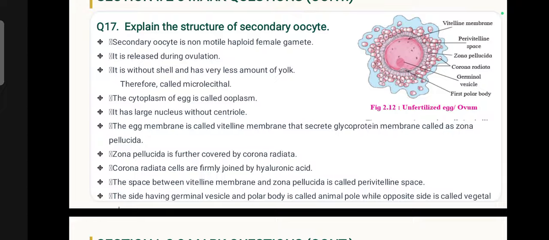The cytoplasm of egg is called ooplasm. It has large nucleus without centriole. The egg membrane is also called vitelline membrane that secretes glycoprotein membrane called zona pellucida. It is further covered by corona radiata. Corona radiata cells are attached by hyaluronic acid. The space between vitelline membrane and zona pellucida is called perivitelline space. The side having germinal vesicle and polar body is called animal pole, while opposite side is called vegetal pole.